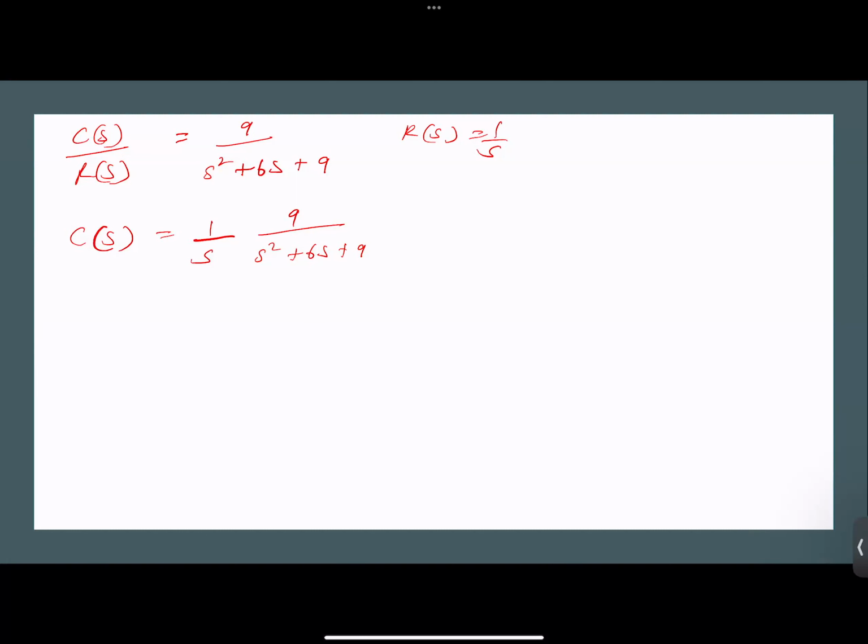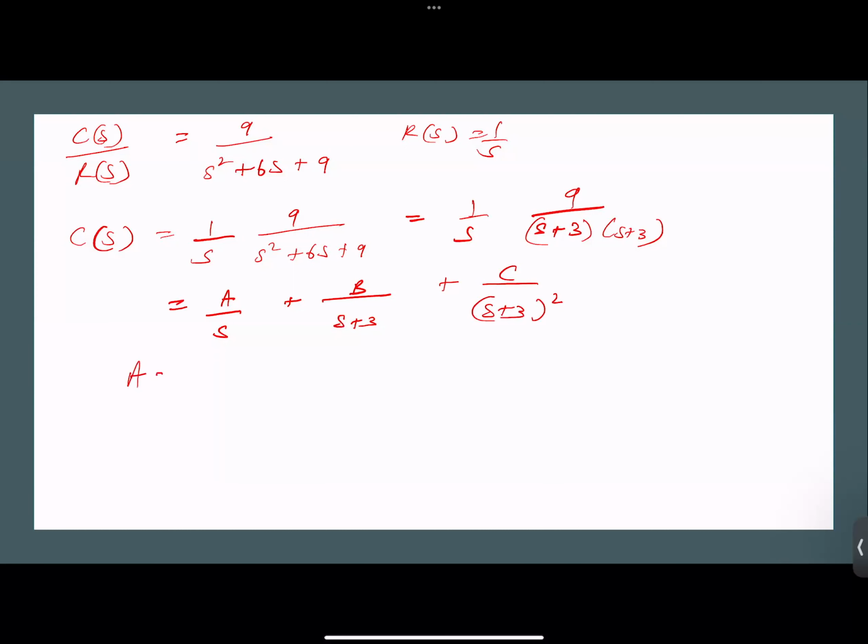Okay, let's try to solve this. What are the roots of this equation? This is actually simple. So let's just do this: 1 by S, 9 by S plus 3, S plus 3. So what will the partial fractions of this look like? It will be A by S plus B by S plus 3 plus C by S plus 3 square. Correct? So what are A, B, and C?